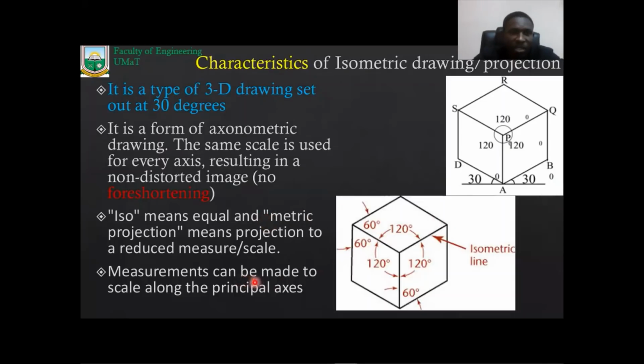Also in isometric drawings, measurements can be made to scale along the principal axis. So these are the principal axes, showing with my laser point. Principal axis, principal axis, principal axis. So these are the principal axes of the isometric drawing.